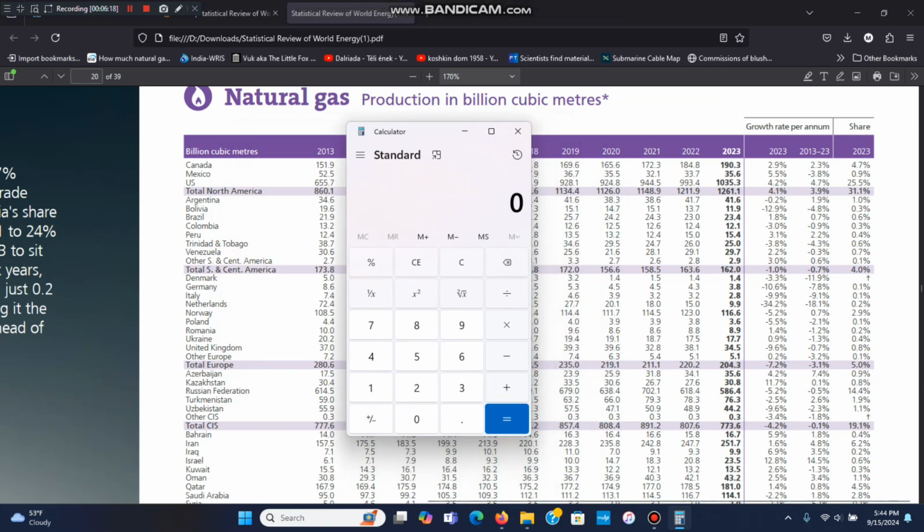So Argentina, 41.6 billion cubic meters over the course of the whole year. So 41.6 times, as we said before, 35.3. And that gets you that number, divide by 365 for all 365 days of the year. And you get an average natural gas production for Argentina of just over 4 billion cubic feet per day in 2023, which was the most recent year.